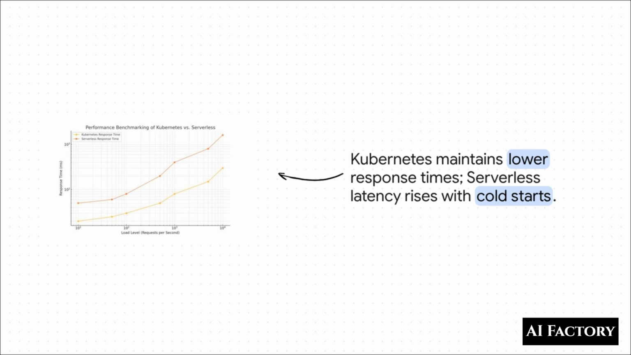And this chart shows that trade-off really clearly when it comes to performance. Look at Kubernetes. It's pretty steady, offering low latency because the containers are always on and ready to go. But serverless, you see that spike? That's what's known as a cold start. If a function hasn't been used for a while, there's a tiny delay the first time it's called again. And as you can see, that delay can really add up under heavy load.